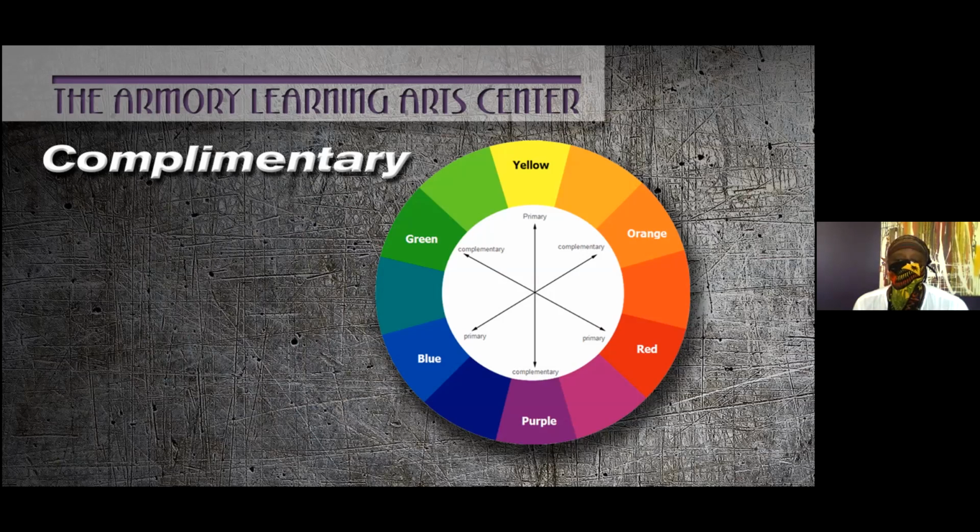Or you take red and green, those are the Christmas colors. When you see red and green together, you think Christmas. And other complementary colors are blue and orange. These complementary colors are used to create a sense of harmony and something that's pleasing to the eye. So these colors complement each other.